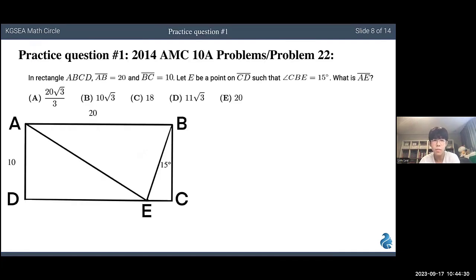So this first problem is from 2014 AMC 10A, problem 22. And it states that in rectangle ABCD, AB is equal to 20 and BC is equal to 10. Let E be a point on CD such that CBE is equal to 15 degrees. And what is AE? So I'll give you a few moments to try and solve this problem, and I encourage viewers at home to pause the video right now and try to solve it.